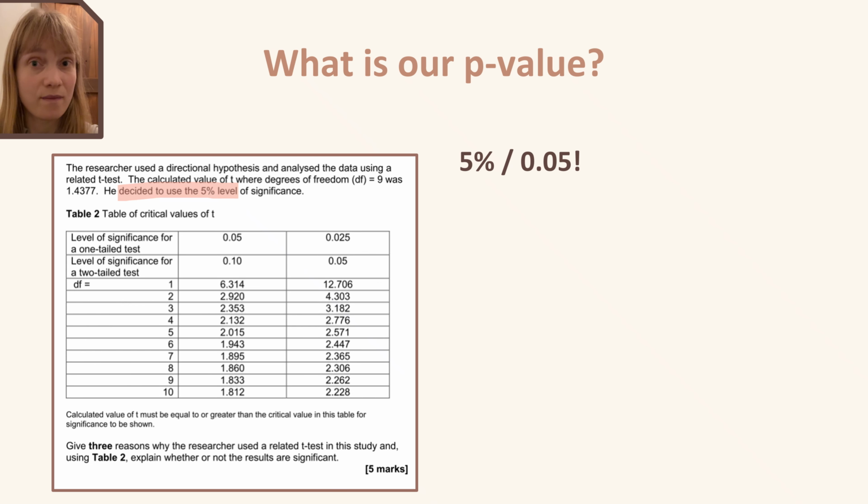What is the p-value in this example? Well, this is made clear in the text itself, where it states 5%. So the p-value is smaller than or equal to 0.05. We're saying that we'll accept a 5% probability that our results are due to chance.